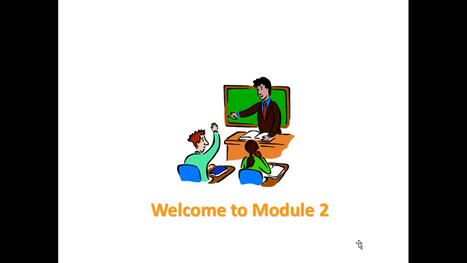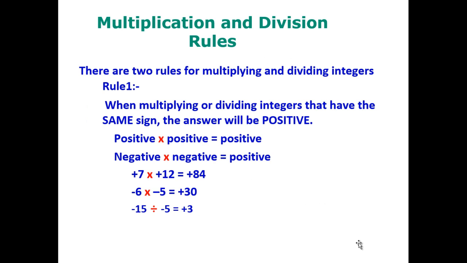Welcome to module 2. Multiplication and division rules. There are two rules for multiplying and dividing integers. Rule first, when multiplying or dividing integers that have the same sign, the answer will be positive. Positive into positive is equal to positive. Negative into negative is equal to positive.